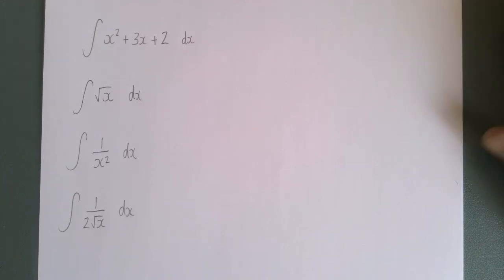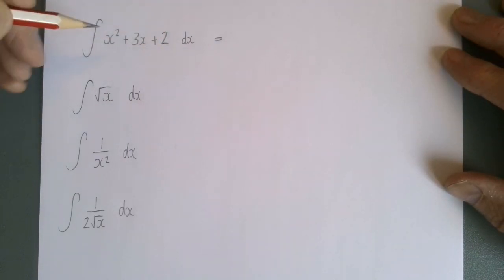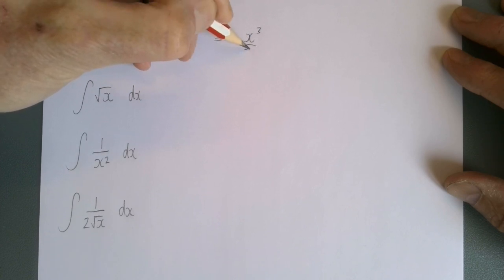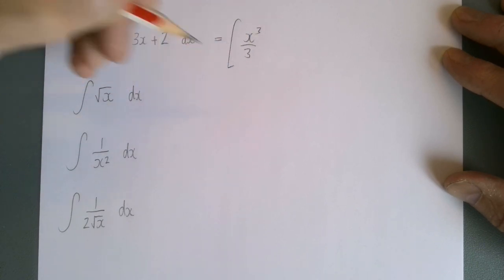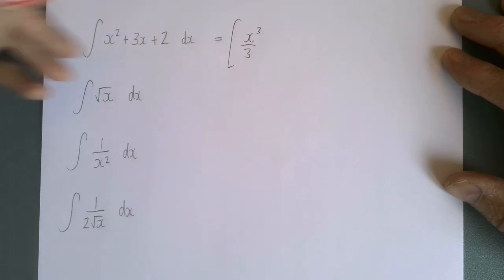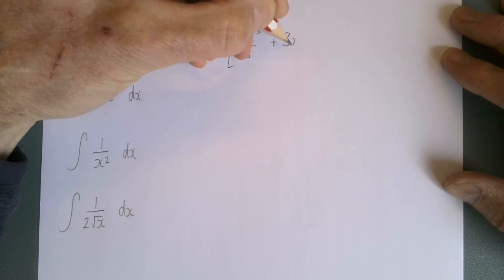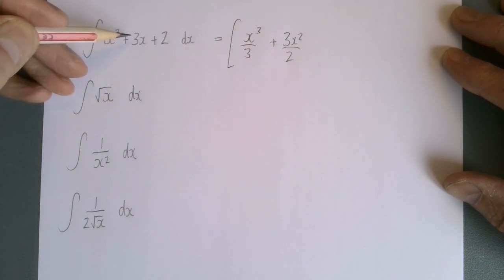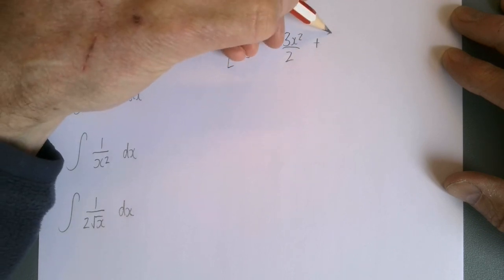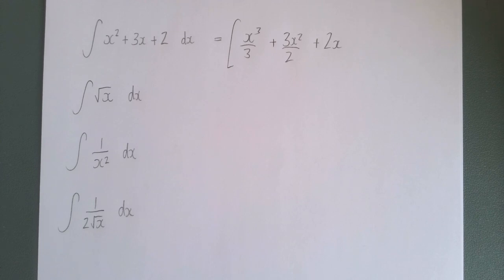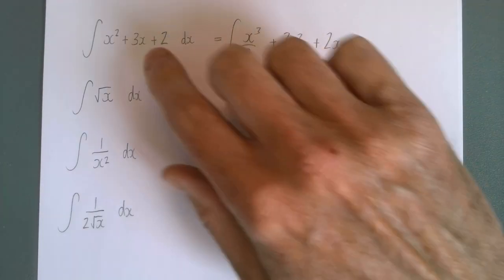Okay, so first one, x squared becomes x cubed over 3. I like to put things in square brackets. I think it's quite important. Haven't integrated, have integrated. 3x squared over 2. Important point, coefficients pass through unchanged. And 2 was 2x, remember, which is the opposite of differentiation. So when you differentiate 2x, you get 2.